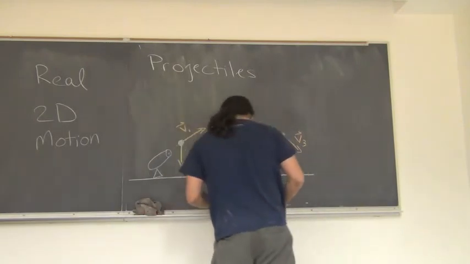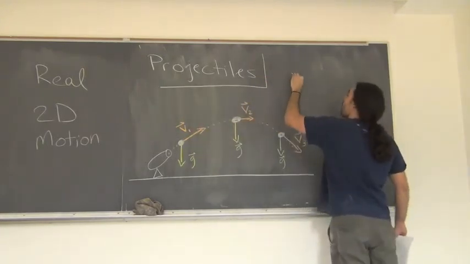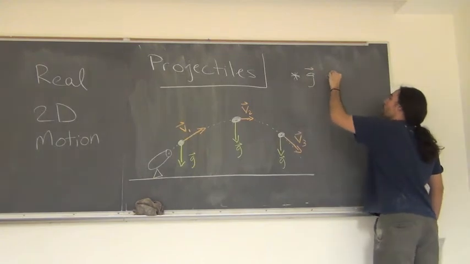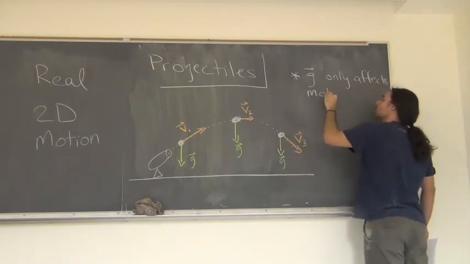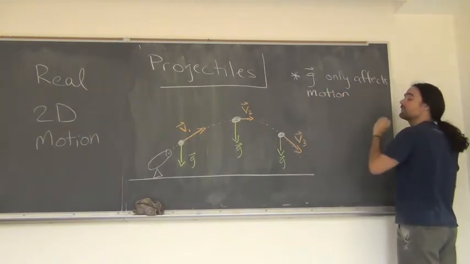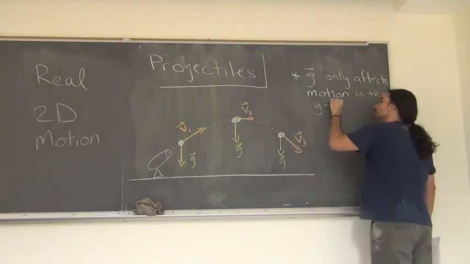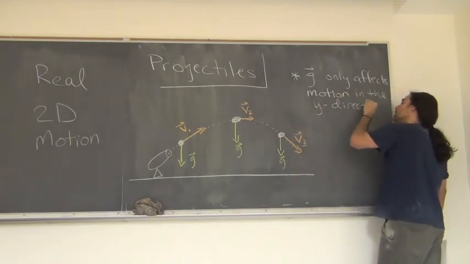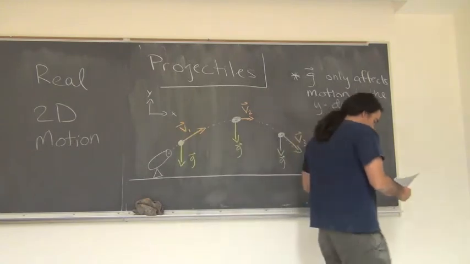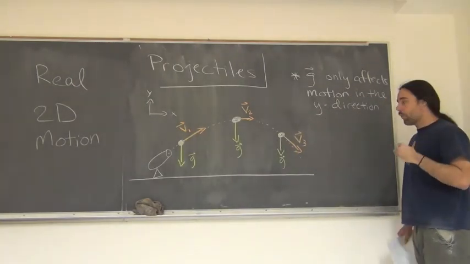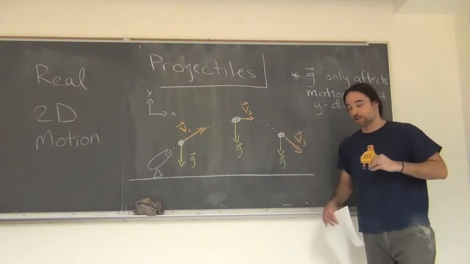And that has some implications for us. 2 implications in particular. 1, g only affects motion in the vertical direction. I'm going to define the vertical direction to be the y direction. I'm going to say g only affects motion in the y direction. Here's your coordinate system. Just put it up over here. G only affects motion in the y direction. So it only affects motion up and down. It doesn't affect motion at all in the horizontal or x direction.